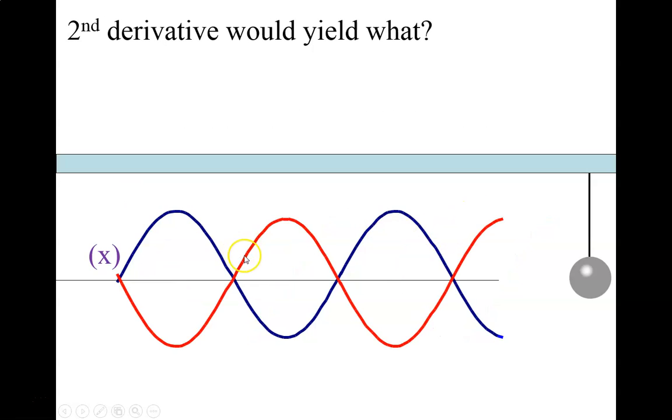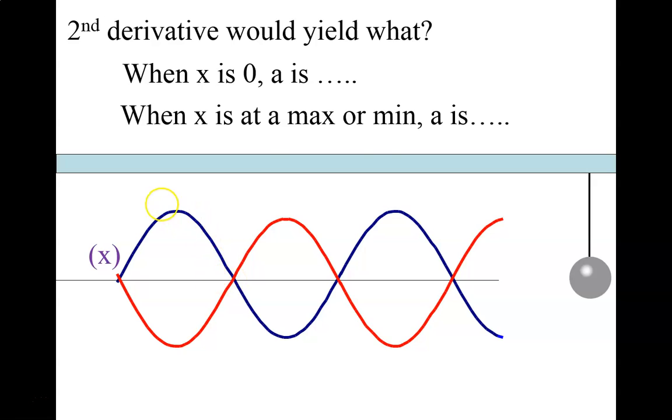Now, if we take our second derivative of sine, we get negative sine. And so the second derivative of displacement would be acceleration, and that's what your third graph should have looked like. And notice that when your x is 0, meaning you're at your equilibrium position, your acceleration is also 0, because your net force is 0. When x is at a maximum, then your a is at a minimum.